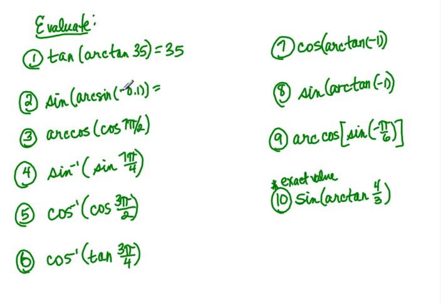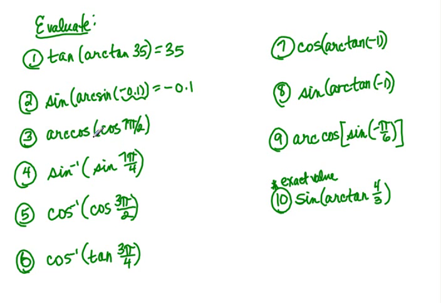Sine of arcsine of -0.1 is equal to -0.1, and that is because this input value is between -1 to 1, right? Arcsine of -0.1 means what angle between -pi/2 and pi/2 has a sine of -0.1. So then we're going to take the sine of that angle, and we should get -0.1.